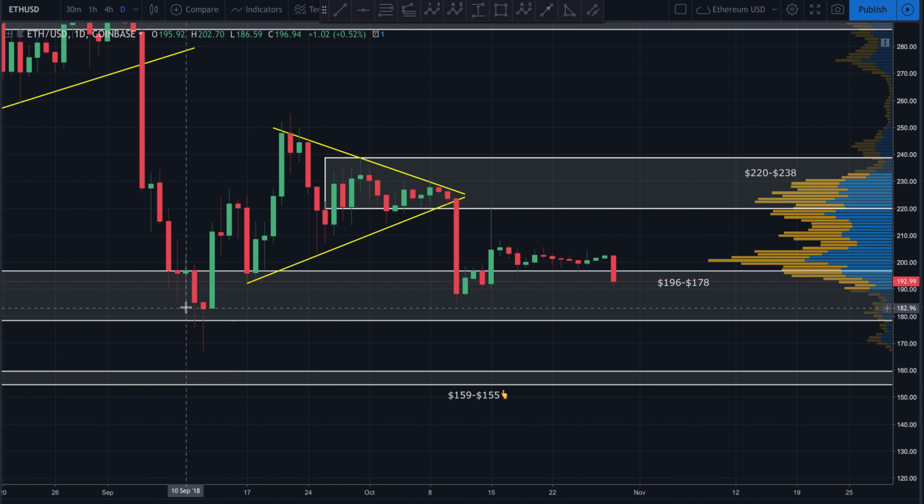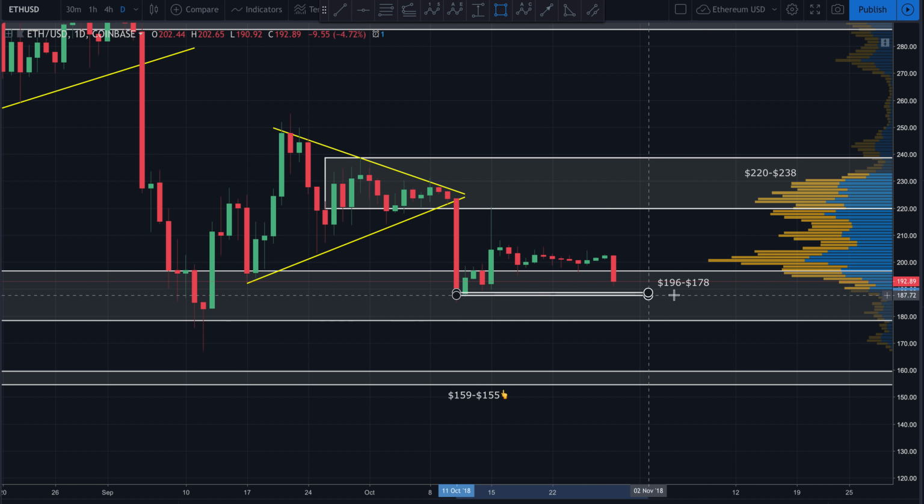So yes, what we're watching for here is a very strong reversal candle. This is the area to accumulate between 196 and 173, guys. I'm going to be watching this zone right here.